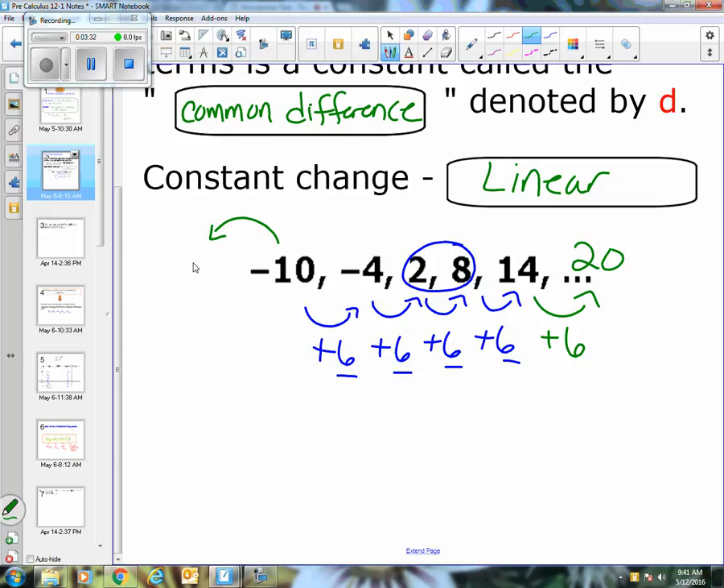Well, if you're adding 6 to go forward, you're going to have to subtract 6 to go backward. So in this linear situation, we can go in either direction. If it's adding to go one direction, it's going to be subtracting to go the other way. So we think about that pattern continuing infinitely in both directions.